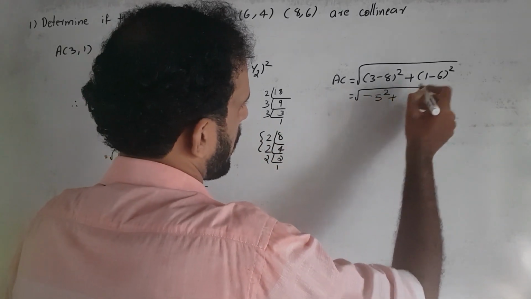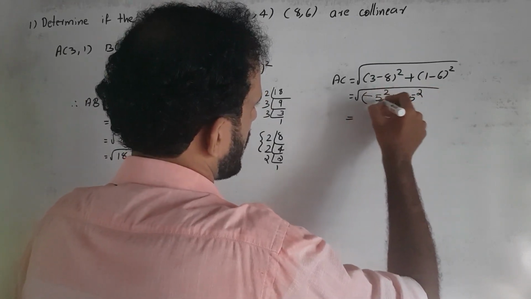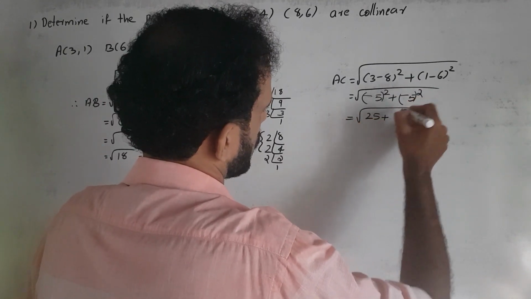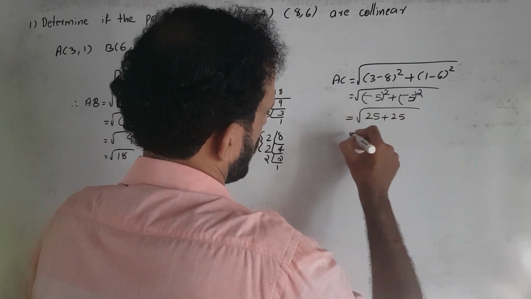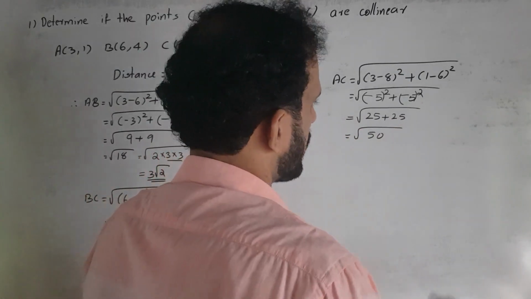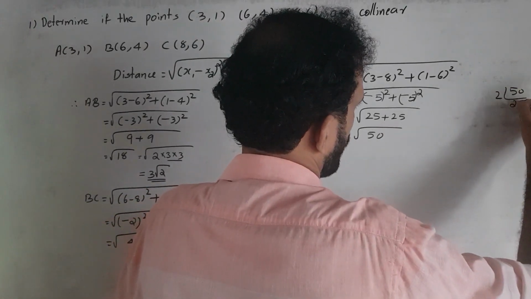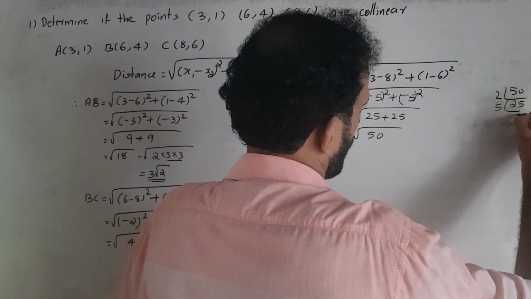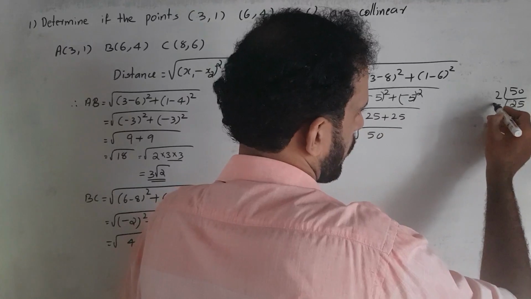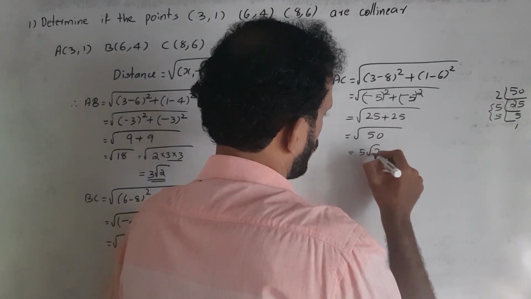Minus 5 square plus, yes, this also minus 5 square. Then minus 5 square is 25. This one is 25. Then root of 25 plus 25 is root 50. Then how do we write? Yes, 50. We factorize 25 as 5, 5, 5, correct? Then we have the pair for 5. There is no pair for 2. Then it is equal to 5 root 2.